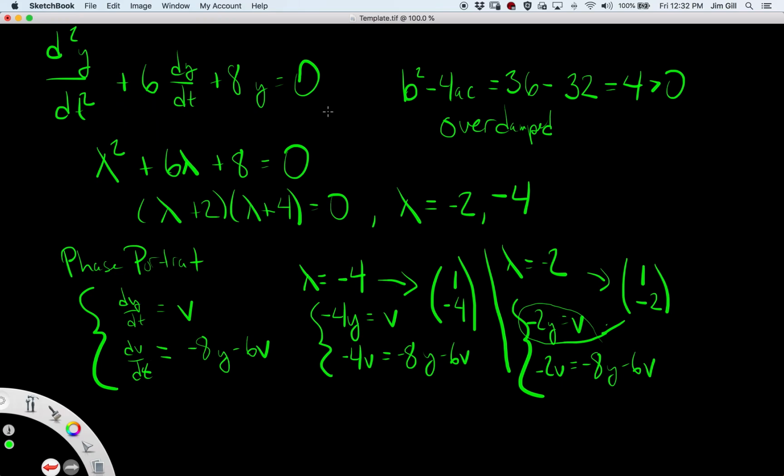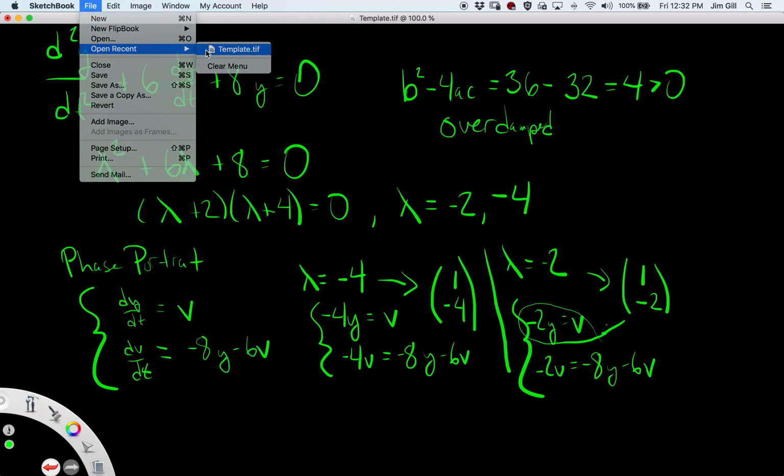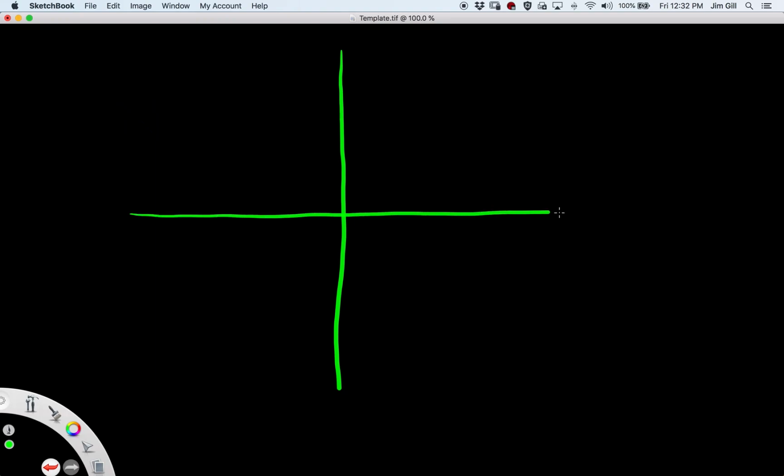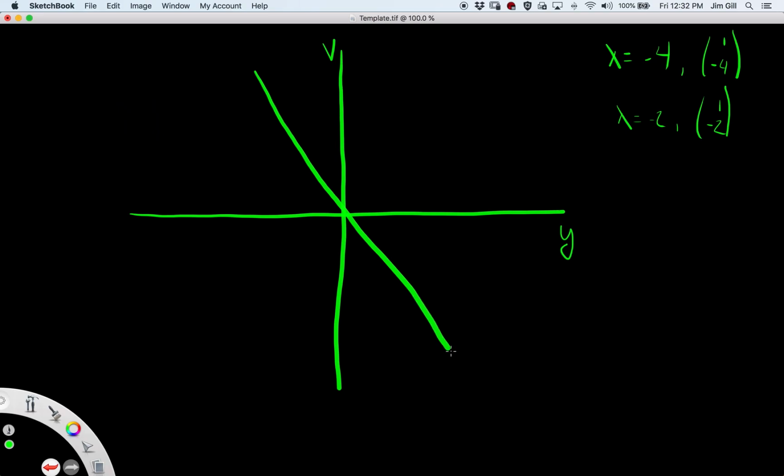So let's draw the phase portrait. Here is my y. Here is my v. And we had 2 eigenvalues. Lambda equals -4 went with the vector (1, -4), so that's a line of slope -4. And lambda equals -2 goes with the vector (1, -2). Okay, so let's draw these vectors here. So the -2 one will look something like this. This is for lambda equals -2. And the -4 one will be steeper, something like this.